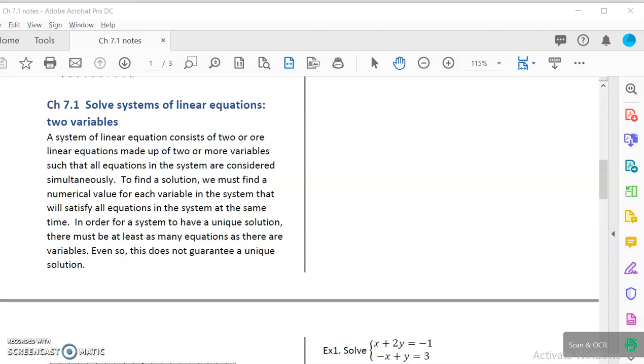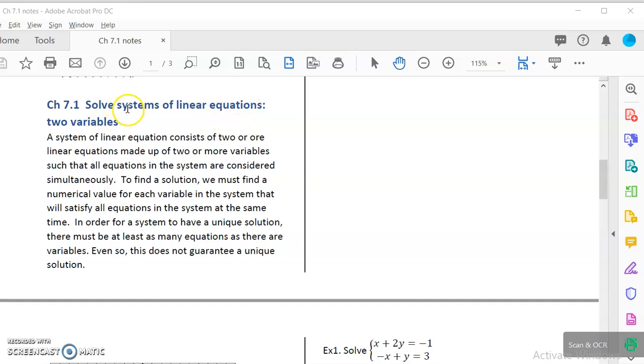OpenStax College Algebra student, this video is for chapter 7.1. We are into a section where we look at solving systems of linear equations. In a way it is easier because all the equations are linear, but we have to solve a system.